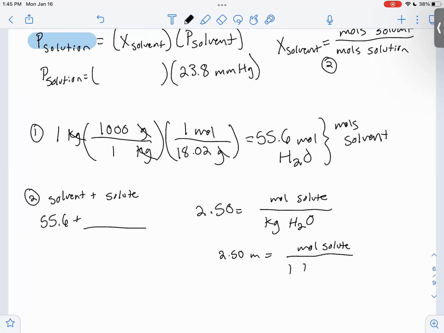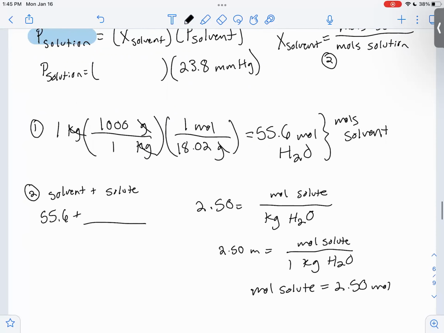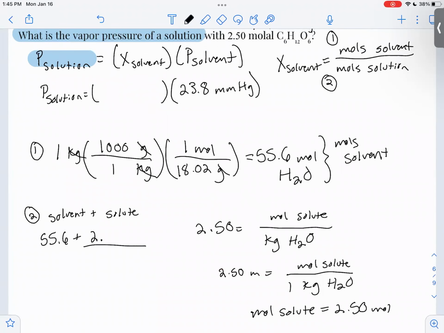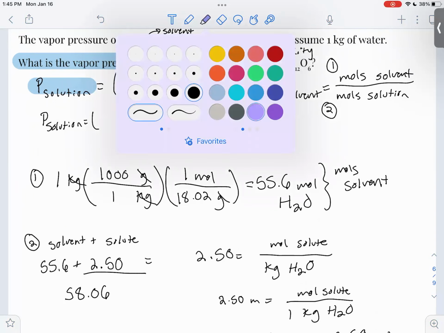And since we only have 1 kilogram of water, moles of solute has to also be 2.5, right? Because 2.5 divided by 1 is 2.5. So we add that back in right here, 2.50. So our total moles of solution is 58.06. Okay, let's back it up and make sure we have everything.